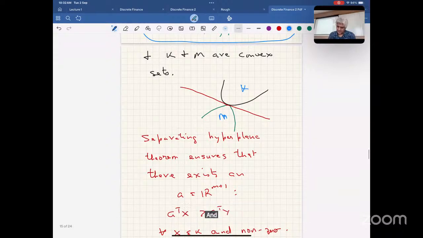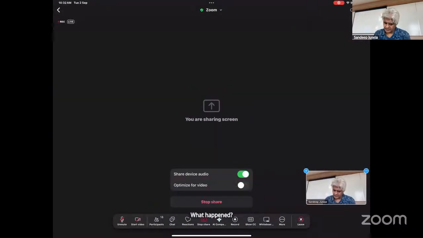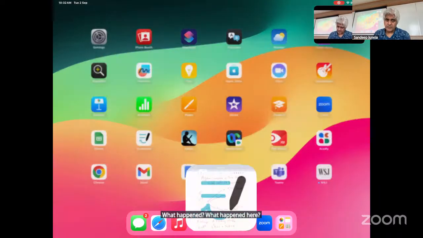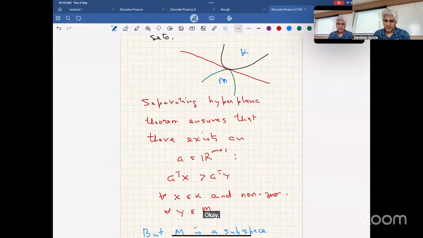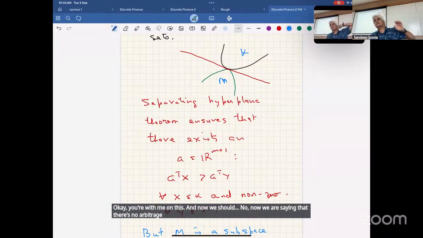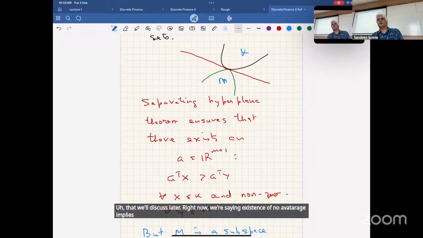And this theorem, the separating hyperplane theorem, ensures that there's an a in R^(m+1). Okay, you're with me on this. Just to show, you want to show that existence of pi implies this. And now we are saying that there's no arbitrage. So hence, existence of pi, existence of state prices, implies no arbitrage. That we'll discuss later. Right now, we're saying no arbitrage implies existence of pi.